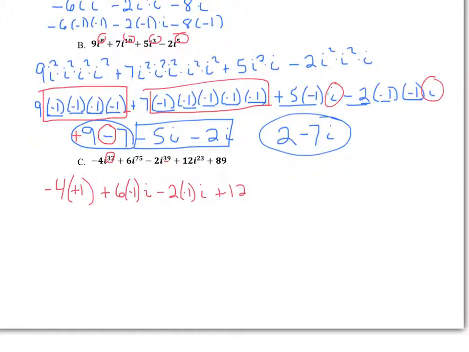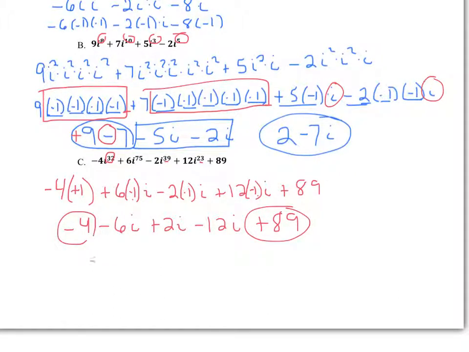Plus 12 times i to the 23rd. Again, that's an odd power, so I'm going to have an i. 22 divided by 2, because I have pairs, I will have 11 pairs. 11 pairs is odd, so I'll have a negative. And plus 89. Now I can go ahead and do the math. Negative 4 times 1 is negative 4. 6 times negative 1 is negative 6, and I have an i. Negative 2 times negative 1 is a positive 2i. 12 times negative 1 is a negative 12i, plus 89. And then I'm going to combine the real values, so negative 4 and 89 is 85. Negative 6 and 2 makes negative 4, minus 12 is negative 16i. So simplified, 85 minus 16i.